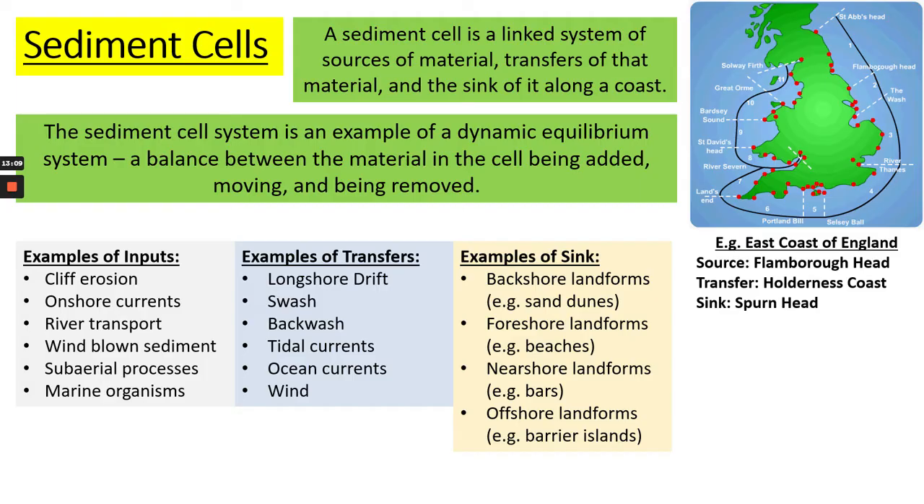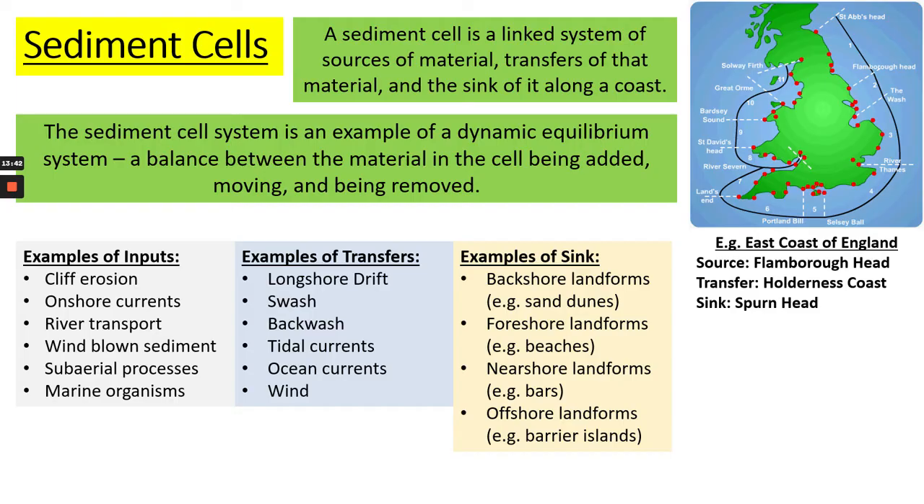And finally then, examples of sink or output. Examples of where the system gets rid or drops the sediment. Backshore landforms, so sand dunes being created as a result of onshore wind. Foreshore landforms like beaches, they're a deposit of sediment. Nearshore landforms like bars, they're also a deposit. Offshore landforms like barrier islands, they're an offshore deposit. So it's anything that deposits or sinks the material moving. So hopefully that clears up how sediment cells work.